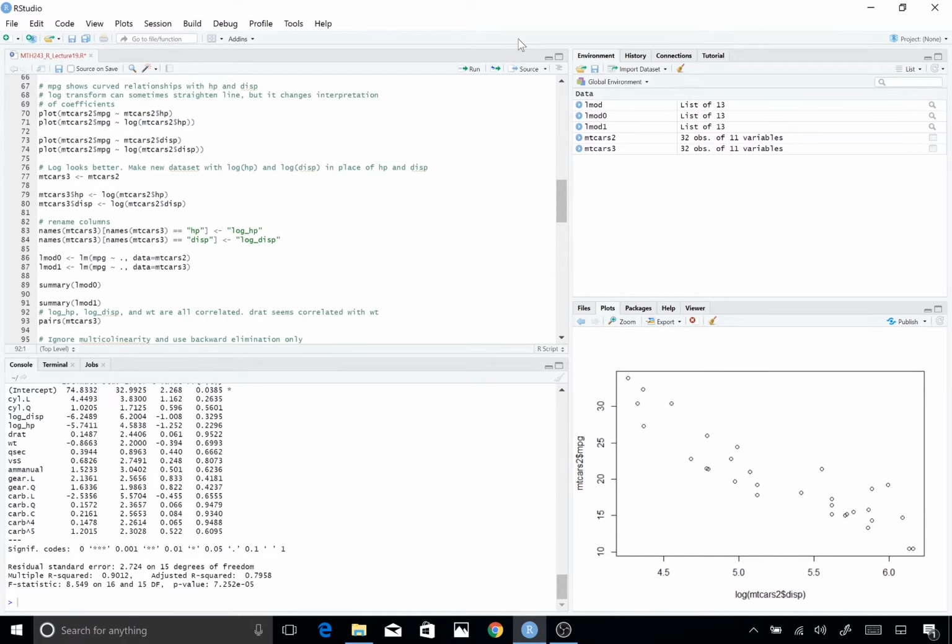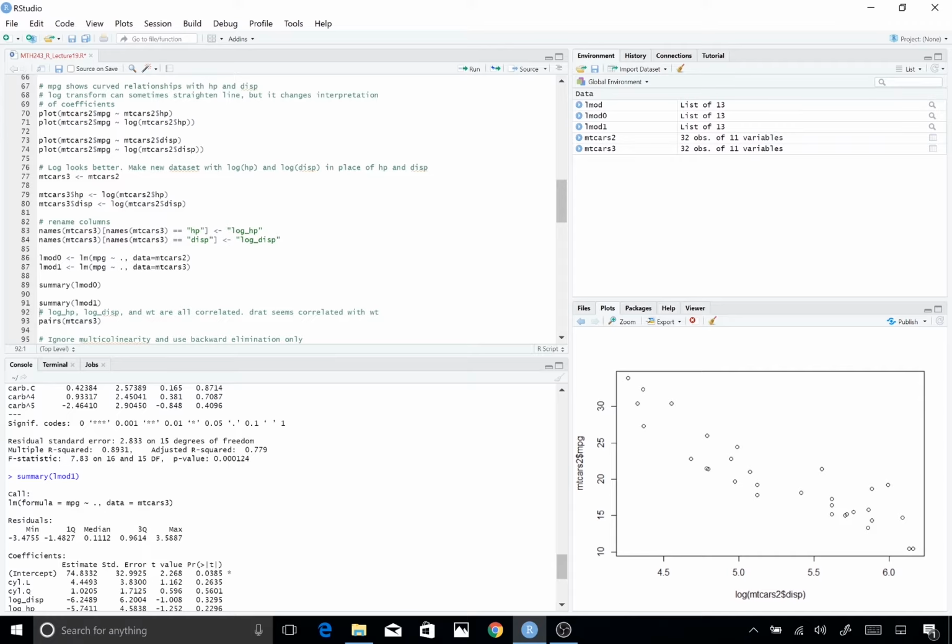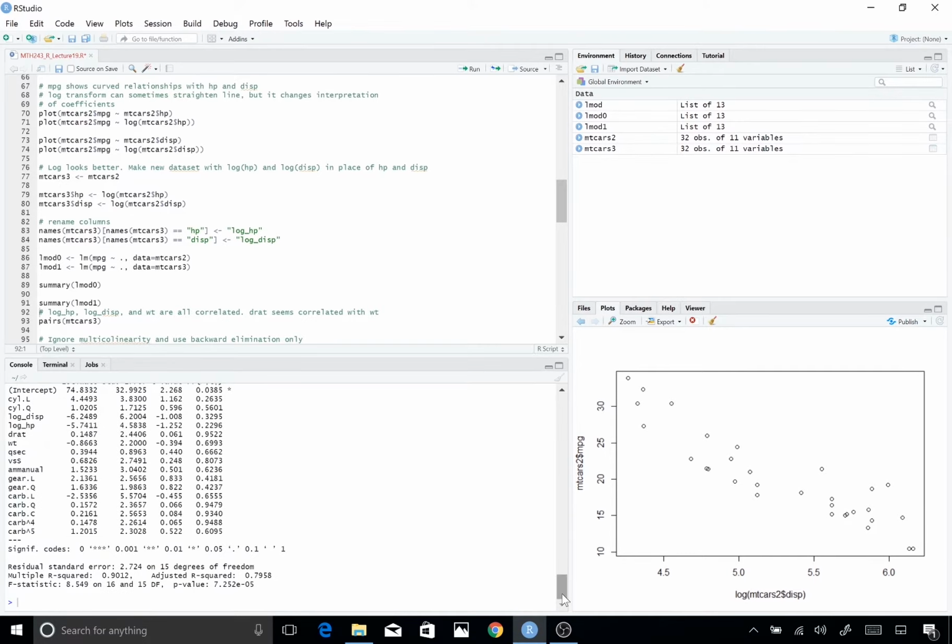If you look at the summaries, you can see that just transforming the variables raised the adjusted R squared a little from 0.779 to 0.7958.